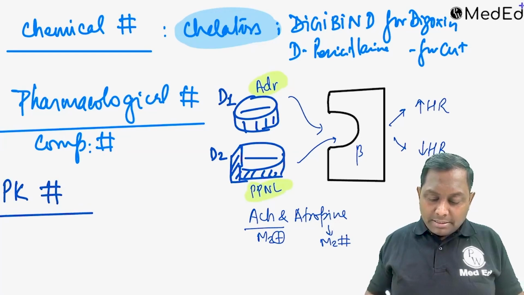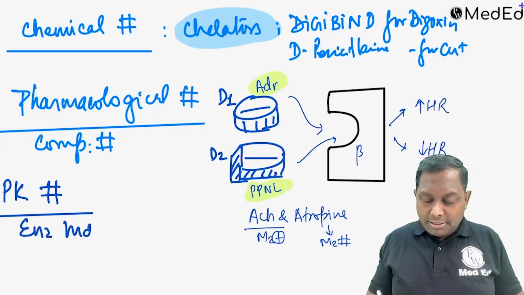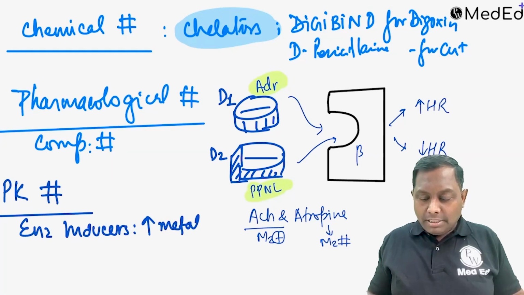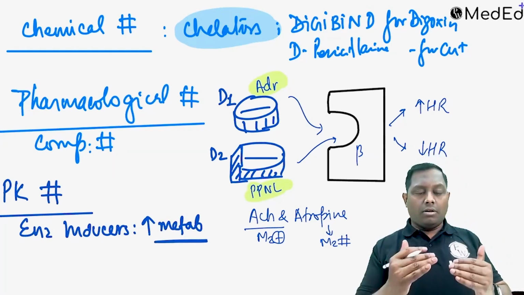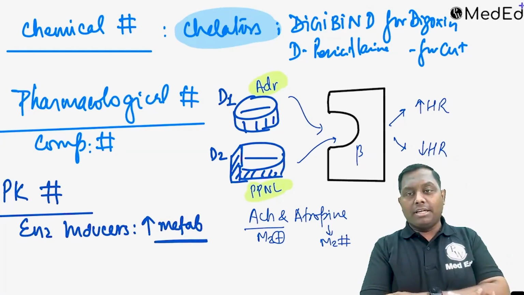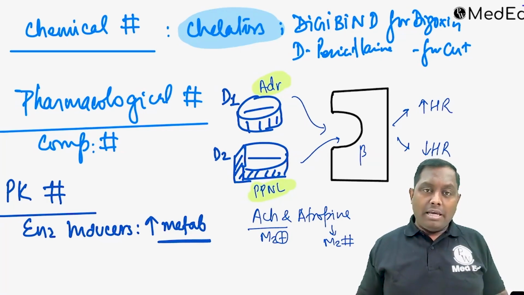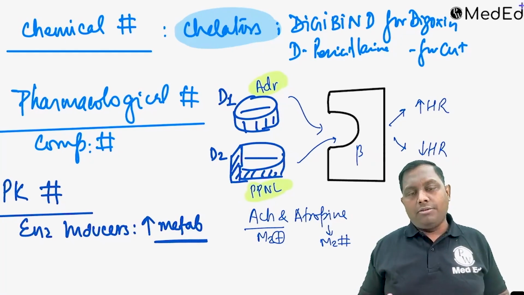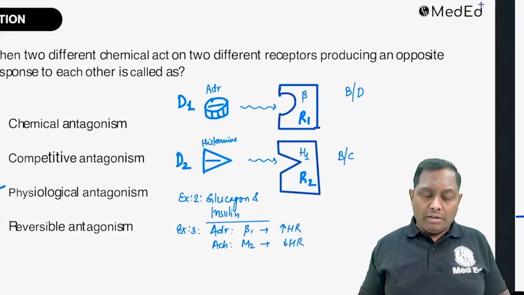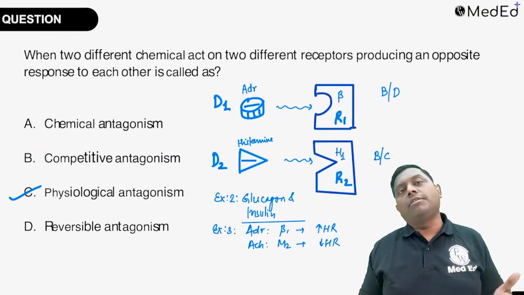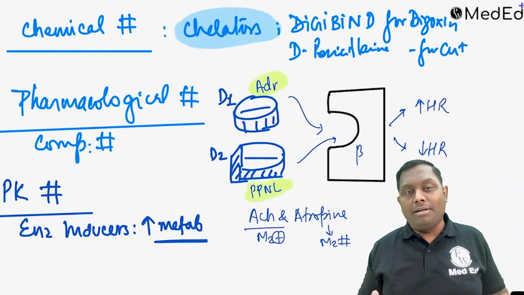Pharmacokinetic antagonists, remember guys, are mainly the enzyme inducers. An enzyme inducer increases metabolism, and once metabolism increases, the overall concentration of the drug is reduced. They decrease the concentration of the compound. Overall, enzyme inducers will increase the metabolism and can even lead to treatment failure. Okay? So they are pharmacokinetic. You are simply increasing one of the pharmacokinetic properties, like metabolism.